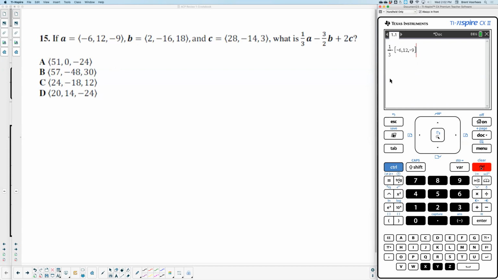Minus 3 halves. I should have done it as a fraction, 3 halves of B, to -16, comma 18. And I'm intentionally making a mistake. Some of you might be waiting for it. I did intentionally. Plus 2 bracket 28, comma -14, comma 3. Now I typed all that in. If I press enter, it should give me my answer, but it says error, too many subscripts.